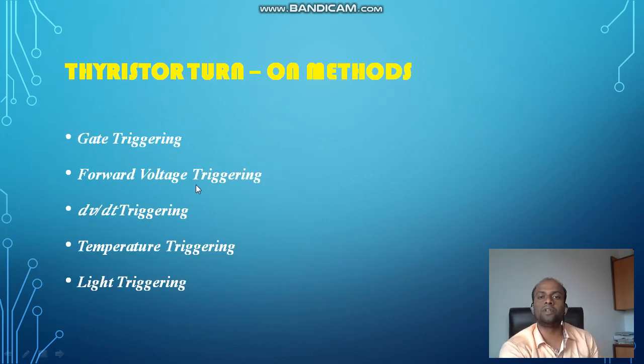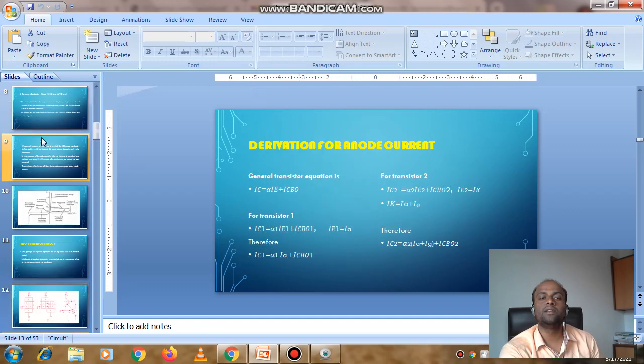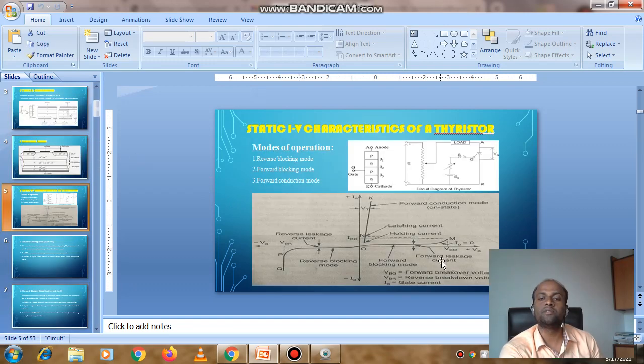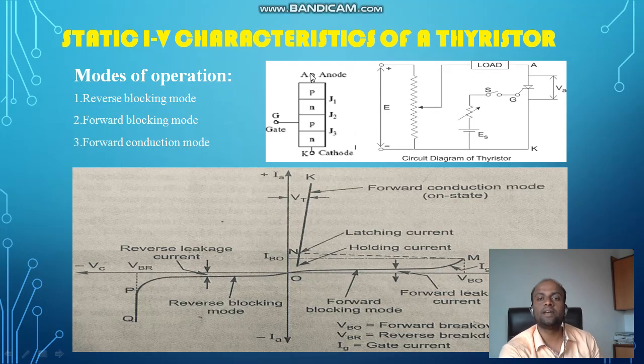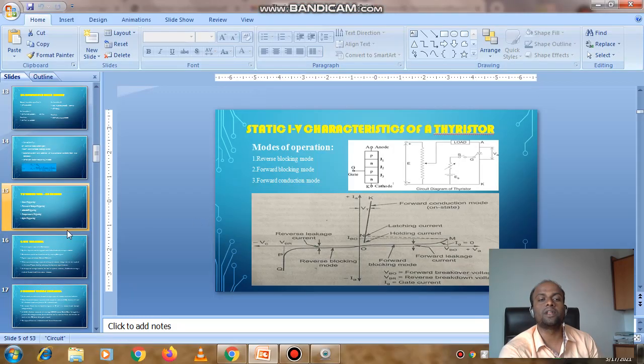Next is forward voltage triggering. Now what is forward voltage triggering? Already we have seen it. Forward voltage triggering means instead of gate pulse, anode is positive, cathode is negative, and gate pulse is not given. So as we go on increasing the voltage, avalanche breakdown will take place and the device will start conducting. That is forward voltage triggering.